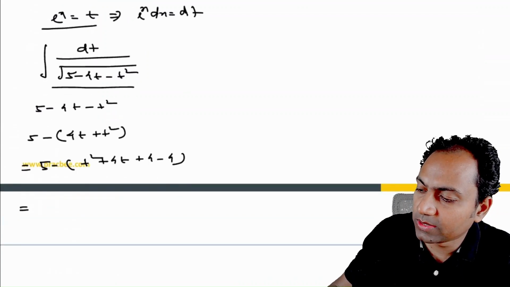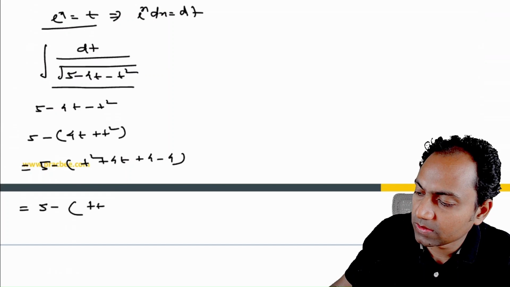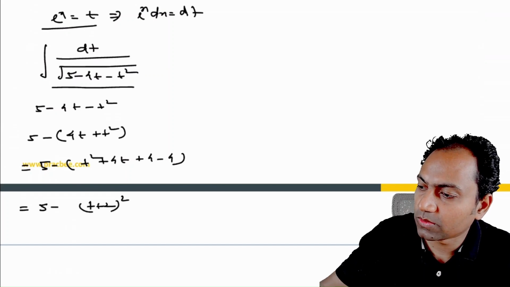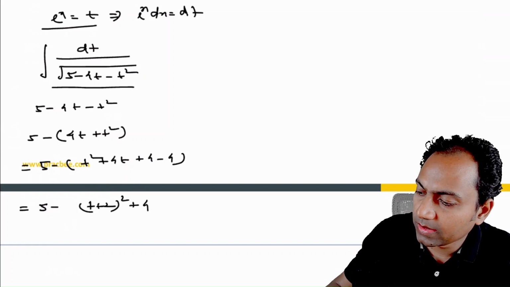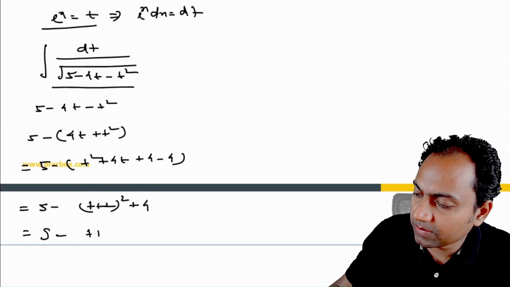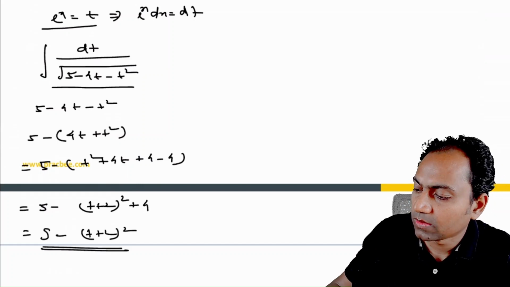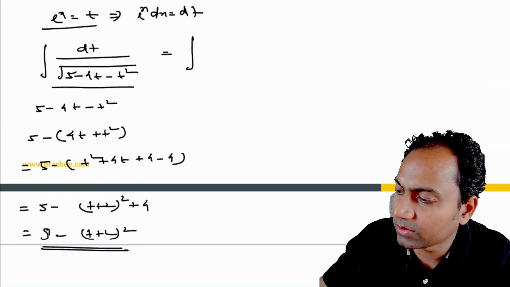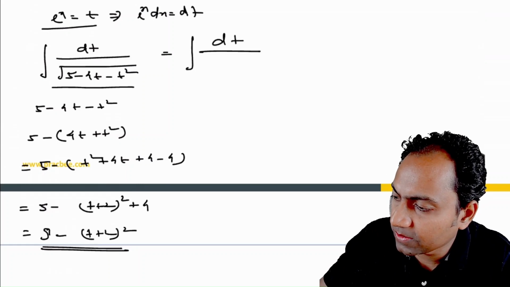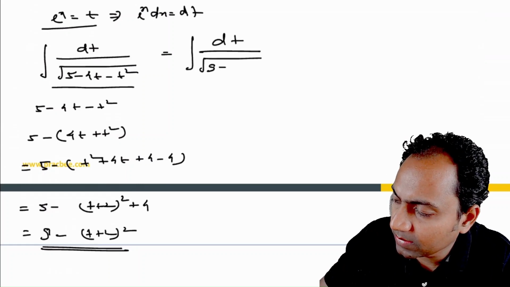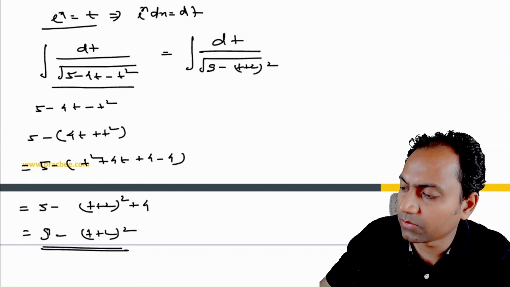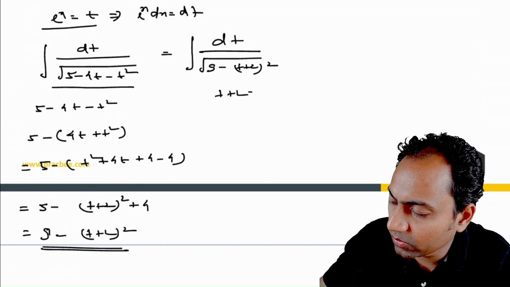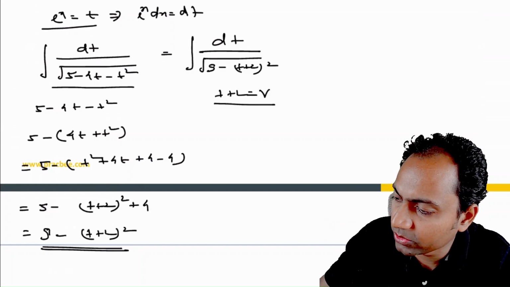So if I do that, this becomes 5 minus t plus 2 whole square plus 4, and the answer becomes nothing but 9 minus t plus 2 whole square. So this is the perfect square that I'm getting, because that is the standard method to do such questions. And now if I do that, this becomes dt by root of 9 minus t plus 2 whole square. If you want to do it very linearly, you can put t plus 2 as v and then apply the formula. If you want to write a long answer, then you will have to probably do this.